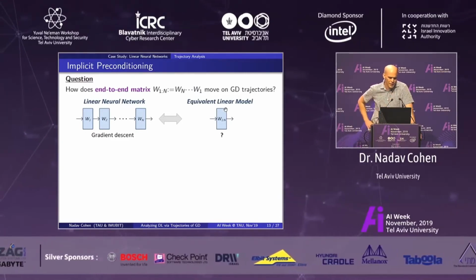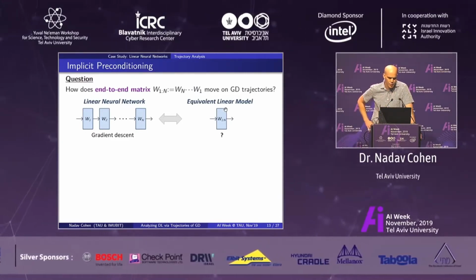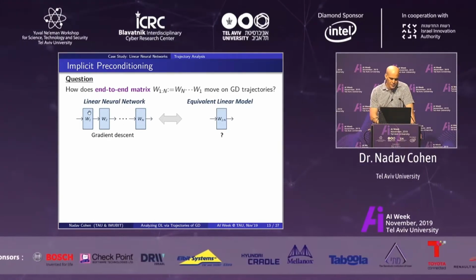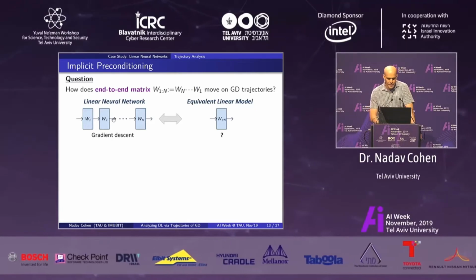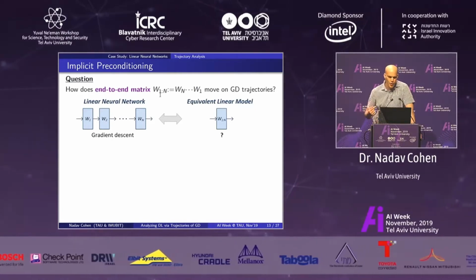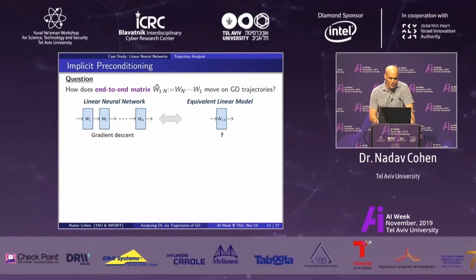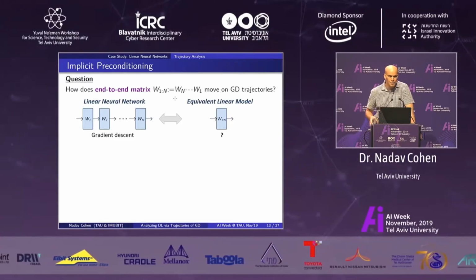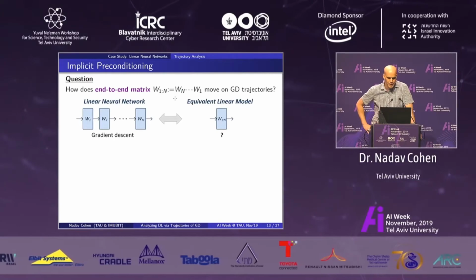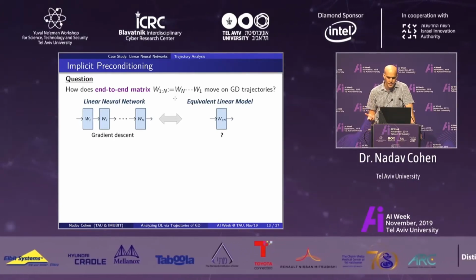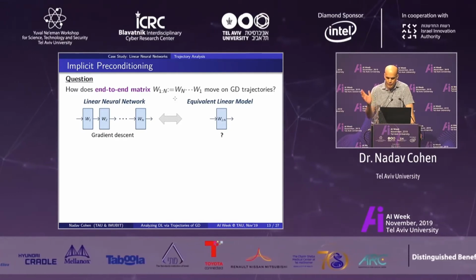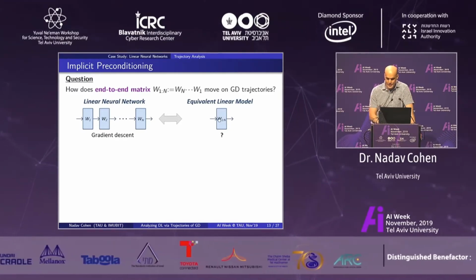The question that we ask here is as follows. When I run gradient descent over a linear neural network over these n matrices, at every point in time, there is an effective end-to-end mapping. We call this the end-to-end matrix. That's just the product of the n matrices. And this thing moves somehow in space. And the question is, how does it move in space? What kind of dynamics does it follow? What kind of trajectories? It's not following gradient descent because we're not running gradient descent on a linear model.